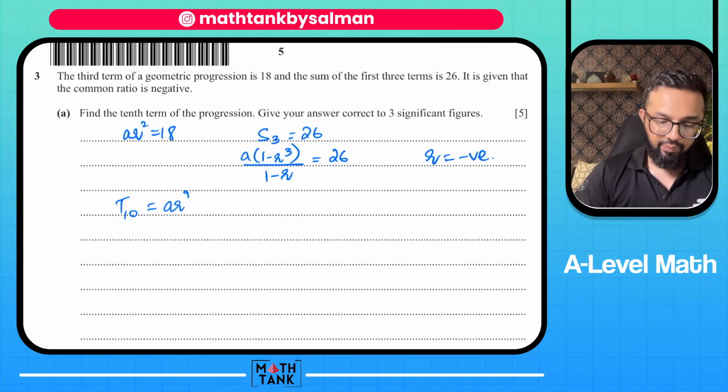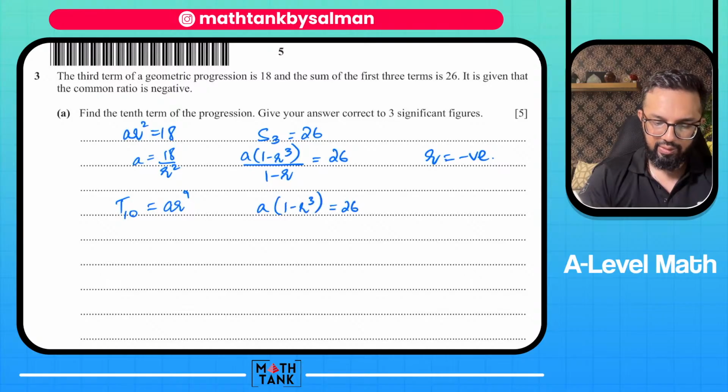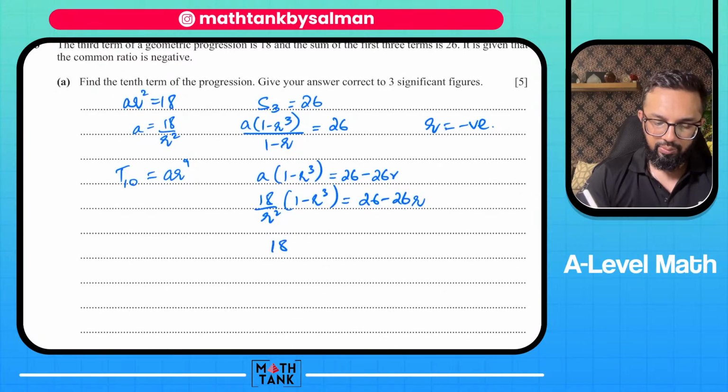Okay, so 5 more questions. It's probably a simultaneous equation that I need to solve. So A is basically 18 over R squared. So A(1 minus R cubed) equals 26 minus 26R. And 18 over R squared into (1 minus R cubed) equals 26 minus 26R. It's the same R, so let's write it like that. 18 over R squared minus, this is going to give me 18R equals 26 minus 26R.